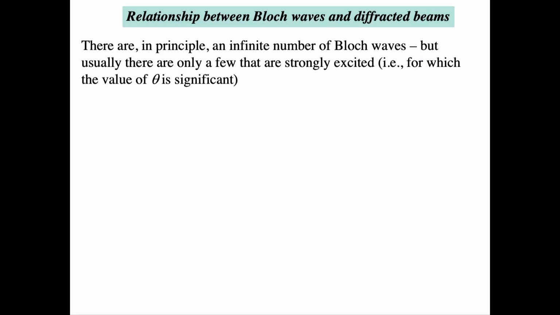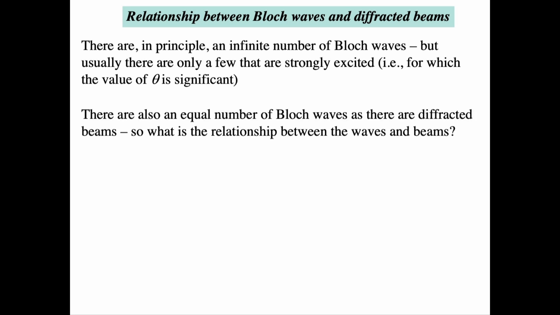So there are in principle an infinite number of Bloch waves, but usually there are only a few that are strongly excited. That's the theta term. All right? So there are only very few that are strongly excited. And there are also an equal number of Bloch waves as there are diffracted beams. So you know when we said we had two-beam condition, because we could see the direct beam and a strongly diffracted beam, even though there were little ones around there, but we said that's a two-beam condition. Well, that's exactly what we'd have. We'd have two strongly excited Bloch waves, and there will also be Bloch waves corresponding to all these other waves.